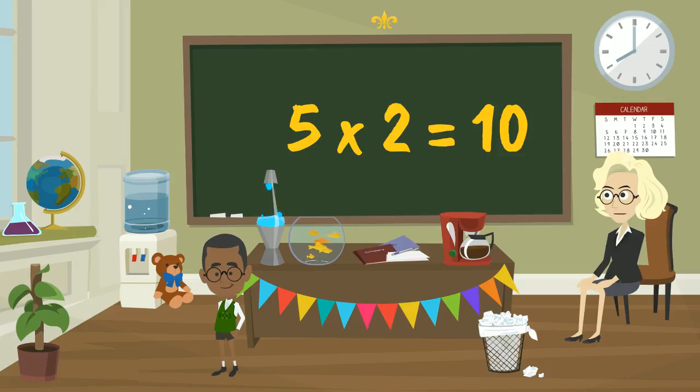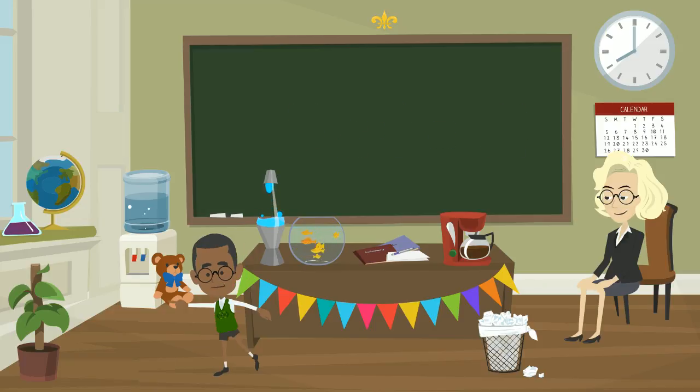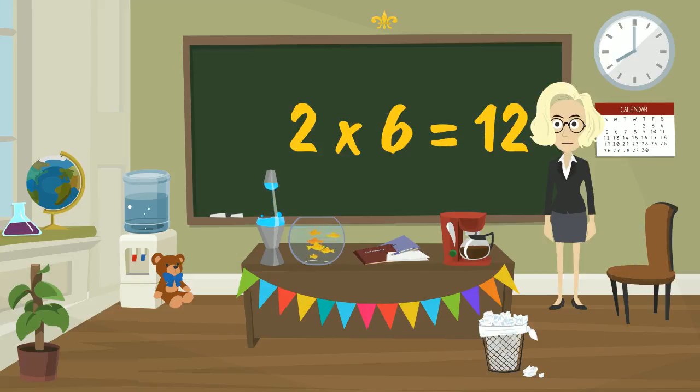Yes, quite right, Joey. 2 times 5 equals 10. And 5 times 2 equals 10 because 5 days of 2 trips per day is the same as 2 trips for 5 days. And 6 times 2 equals 12. Yes, and 2 times 6 is 12.